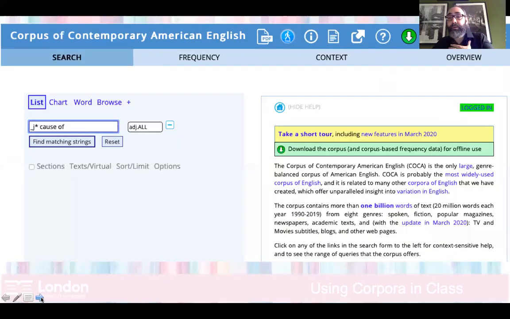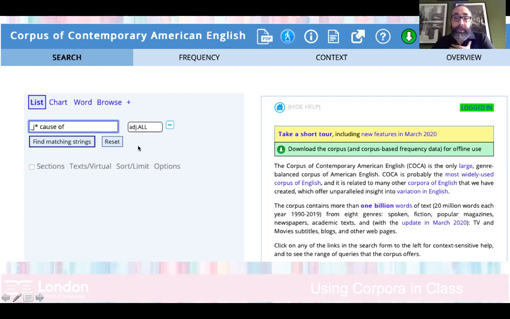Sometimes it happens to me. I don't know which adjective I have to use with a word. Do you see? Is it a big cause of concern? Is it an important cause of concern? Is it a great cause of concern? Sometimes I don't know, quite honestly.